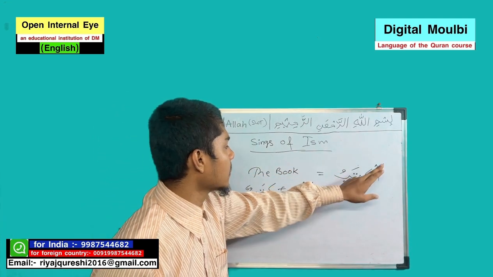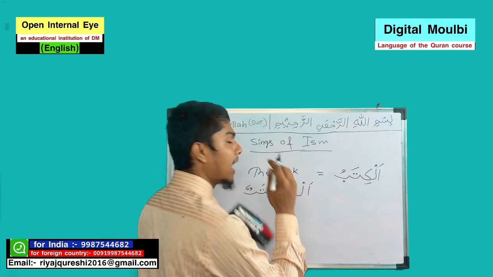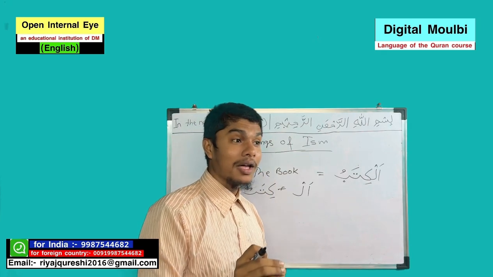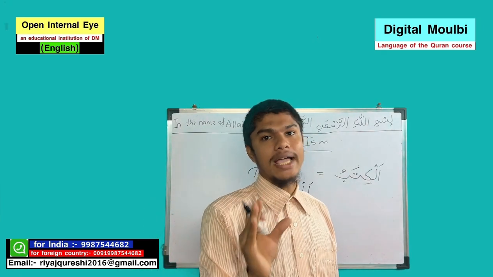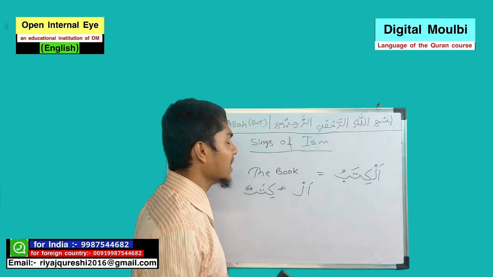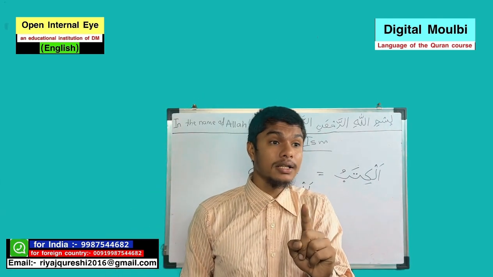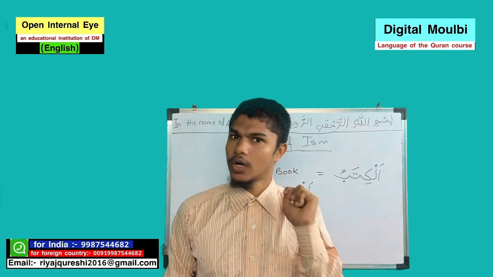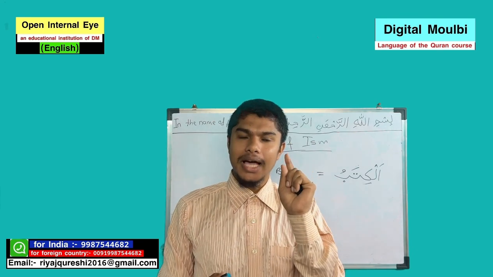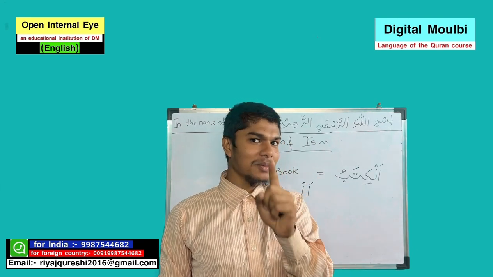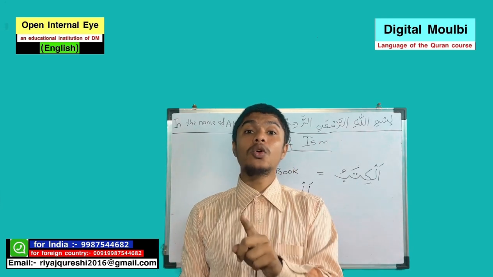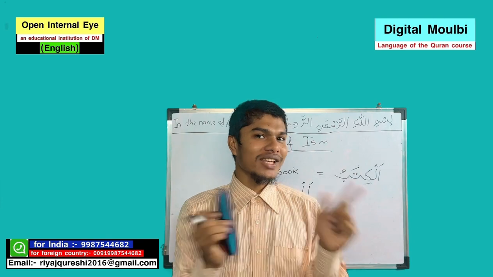If a word has alif lam in the beginning, that word must fall into the ism category. This is the biggest sign of an ism. When you read the Quran and you see many words with alif lam in the beginning, you have to understand that word is ism. In the next video we are going to do an exercise on how to recognize ism.